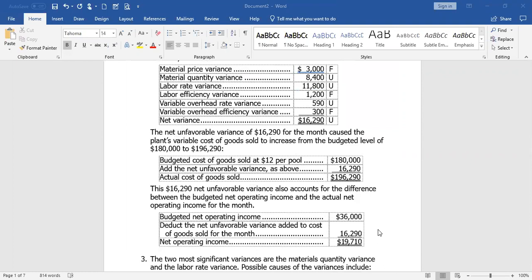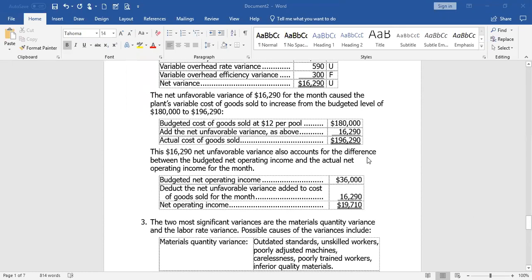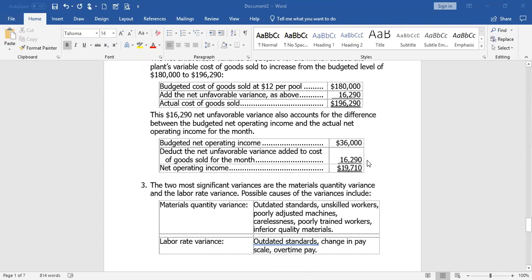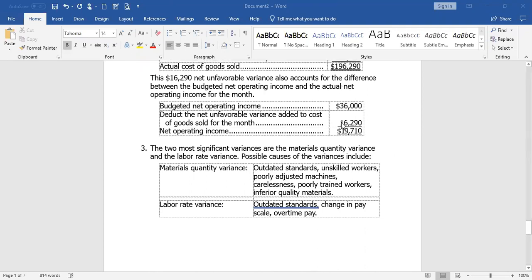Okay, so the budgeted net income on page 389, 36,000. The actual, 19,710. And that's all because of these favorable and unfavorable variances between materials, labor, and overhead. We're defining them now, so now we know where we need to make corrections. What caused the issue? In part 3, pick out the two most significant variances. Explain to Ms. Dunn possible causes of these variances.